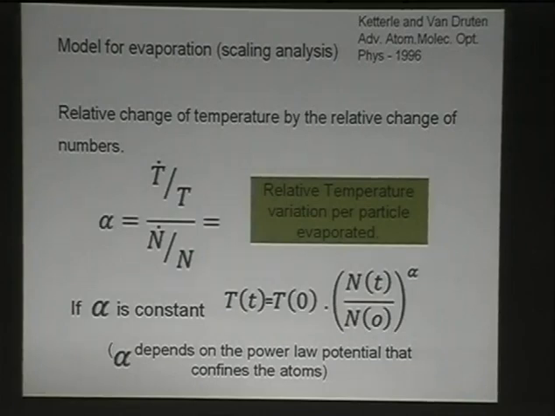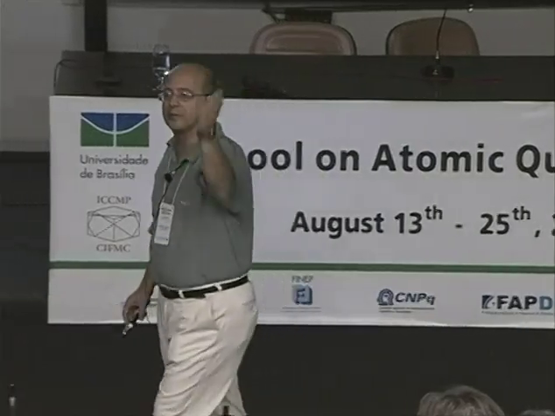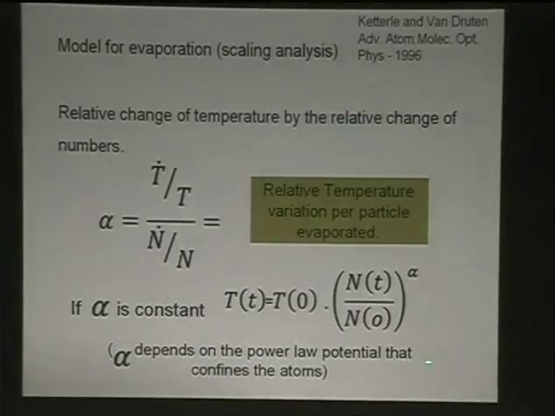Everybody follows me, right? So the temperature decreases with the number of particles following this scaling law. So the important exponent here is my relative unit variation of temperature per particle leaving my system. Okay, so of course alpha depends on many things. And what I'm going to do, and Ketterle has done in his paper, is find out how all the things scale with the number of particles. That's why it's a scaling analysis.